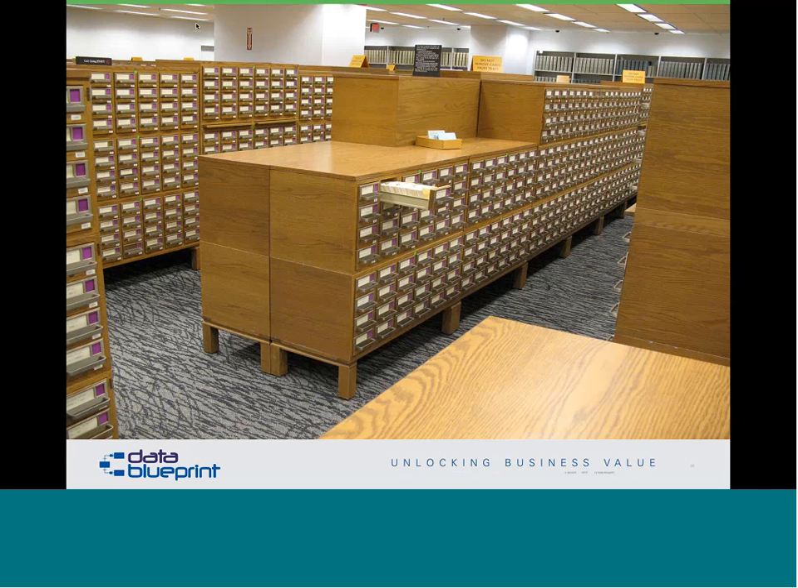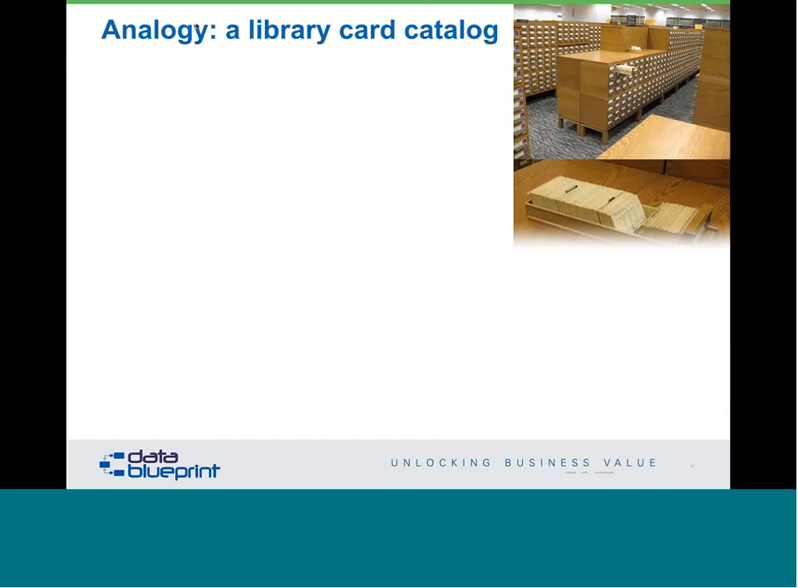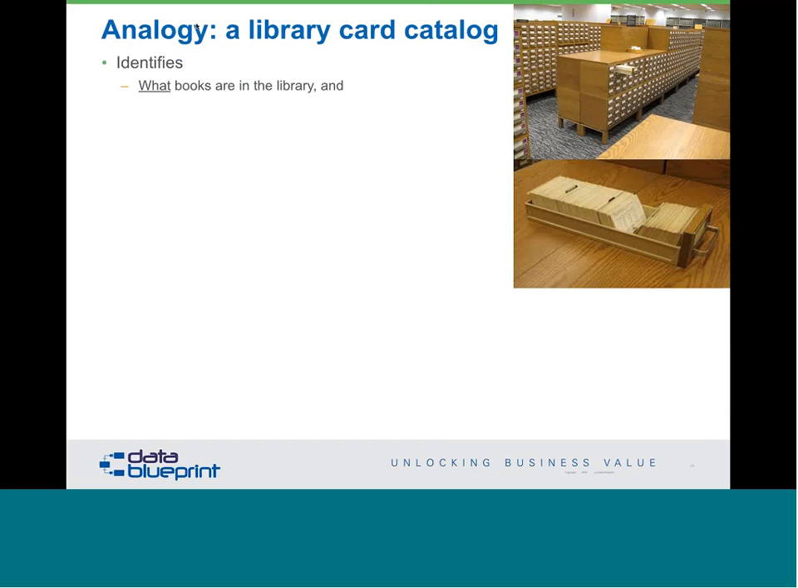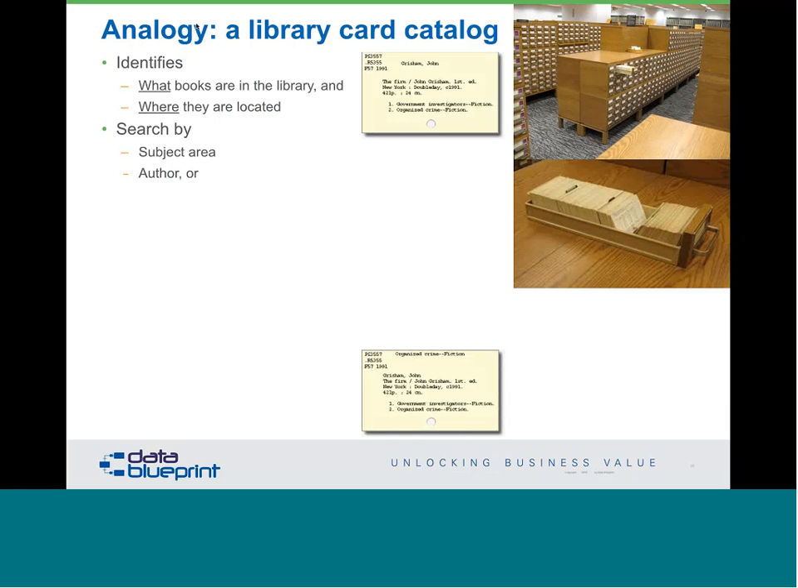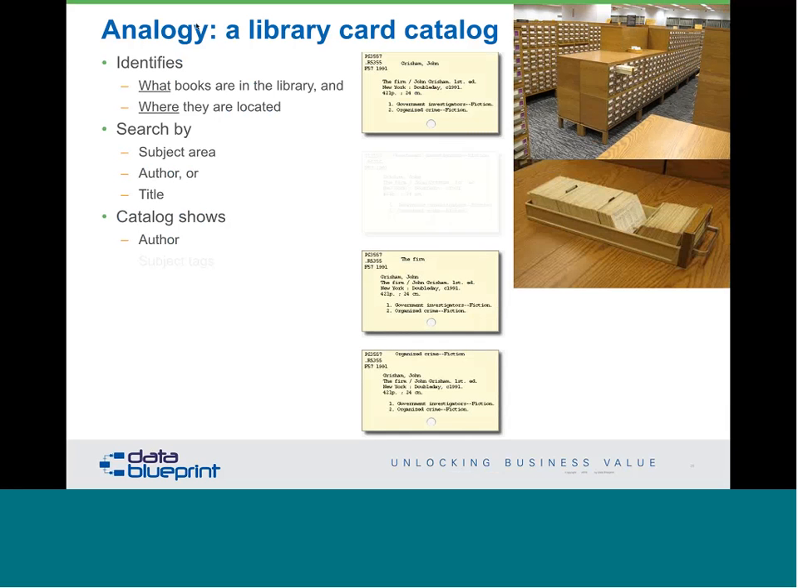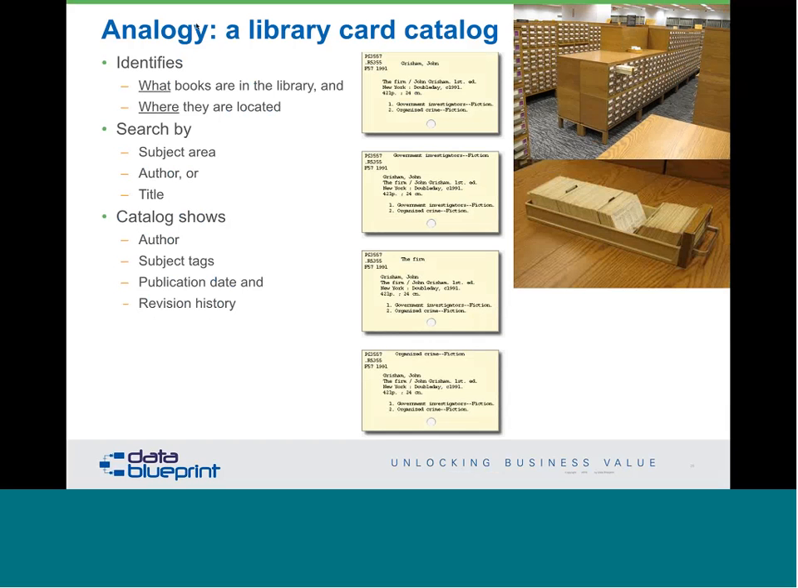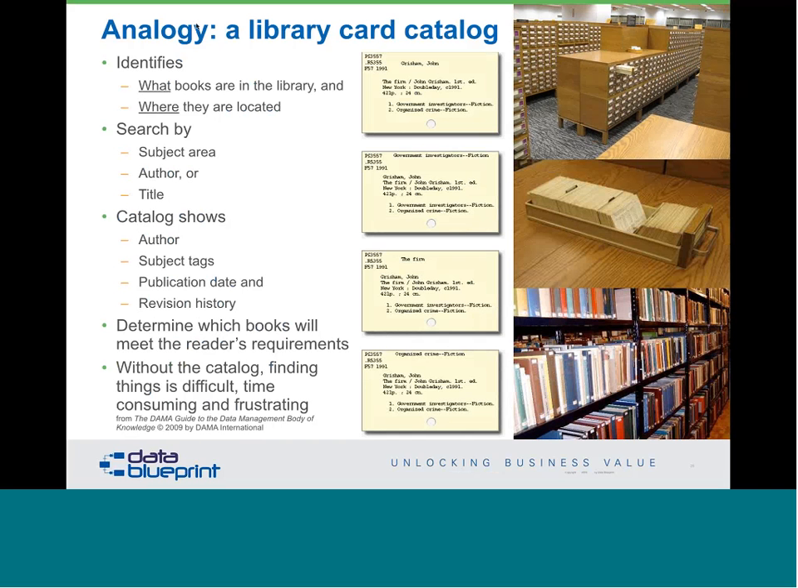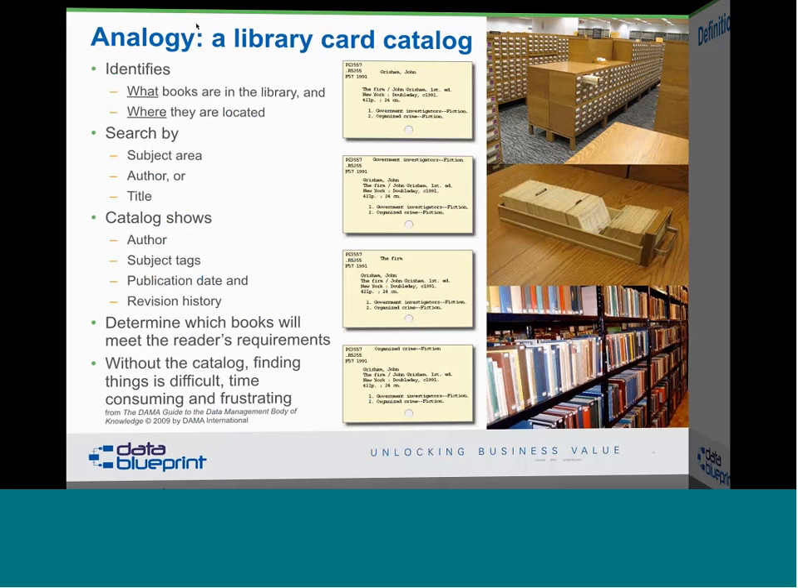Now, this really dates me and many people listening on the call here as well. We recognize, of course, the ubiquitous card catalog from the days when we used to go to the library because that's where the books were. And in the card catalog, what we kept were different things. For example, it identified what books were in the library, where they were located. We could search by various subject areas or authors or titles. We could look at the catalog and see how these things were listed. We could look at things like the publication date, the version history. We could determine, without grabbing the book, whether the book would meet the user's requirements. Without the catalog, finding things is difficult, time-consuming, and frustrating.